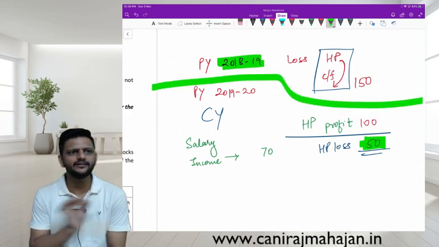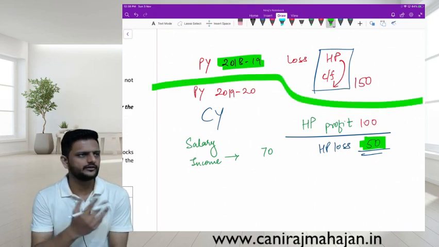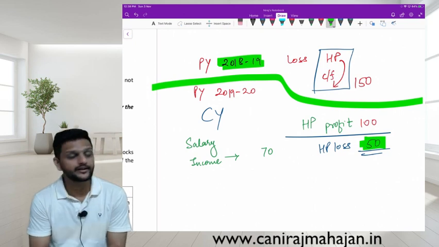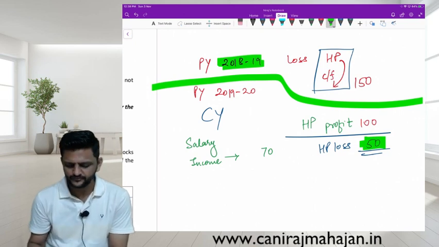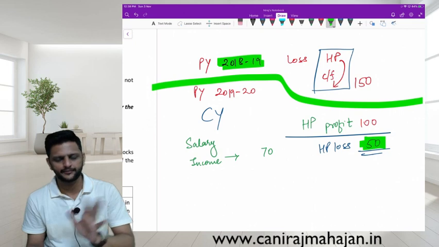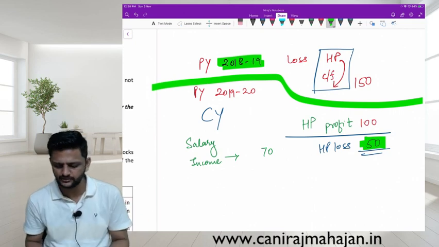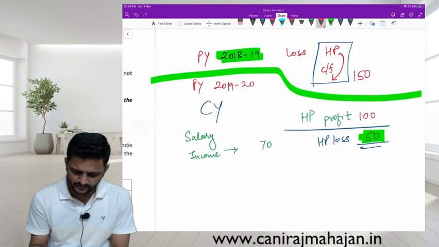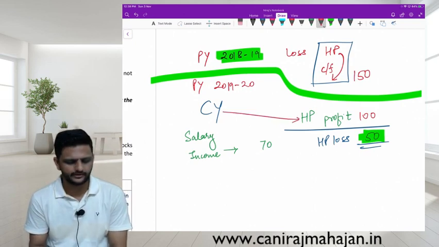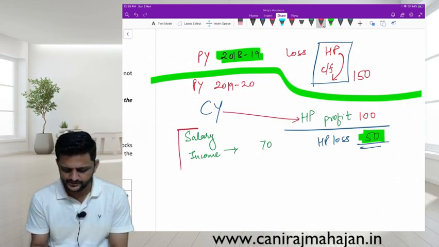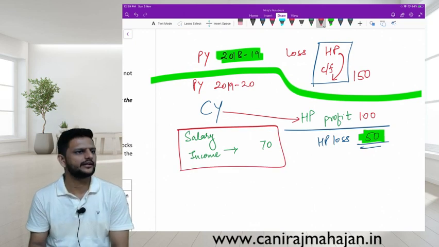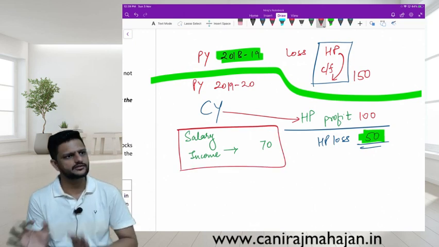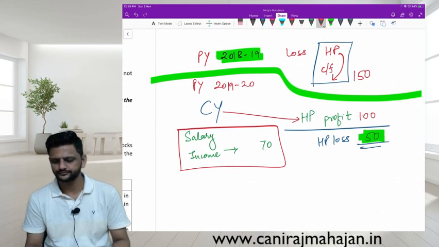Is it current year? Can you say current year loss? No. Okay. Don't write down this example. Just understand right now. Because actually or practically, this current year HP profit should have been first set off with current year salary income. You always do all the current years first. Okay.